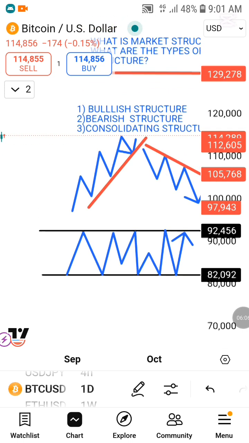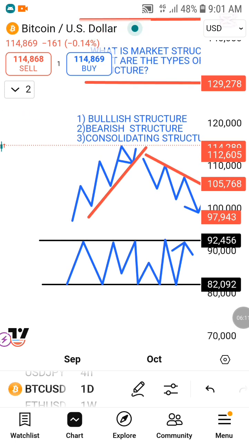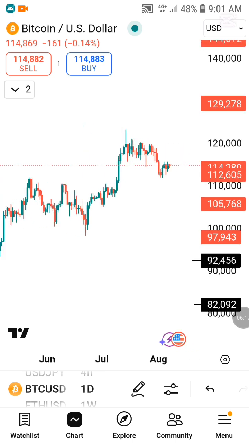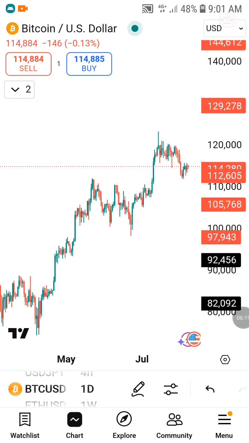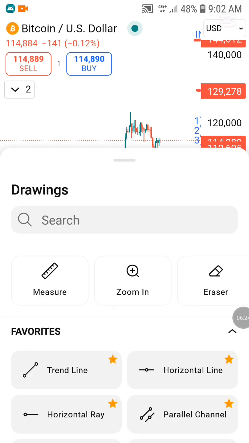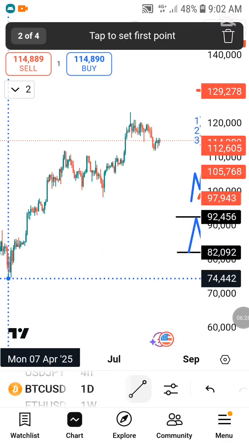Now, how will you spot out your entry? Let me show you how to spot out your entry using a bullish market structure. Let me take you to the chart and explain to you better. Now, can you see with this market now, we can consider this market a bullish structure.